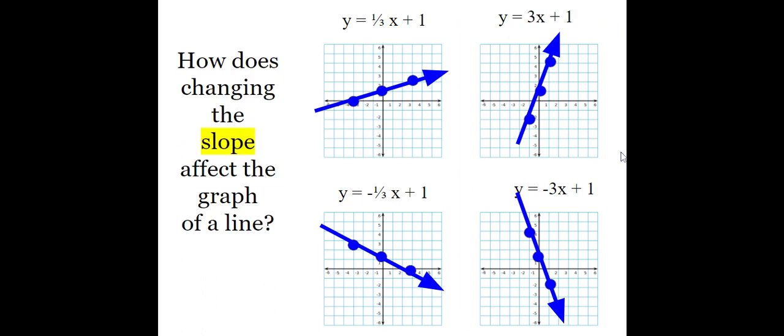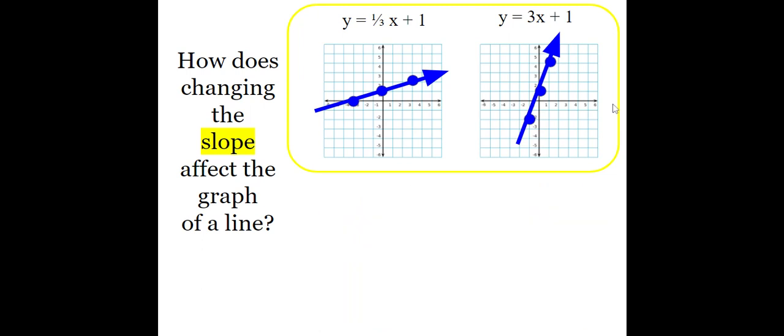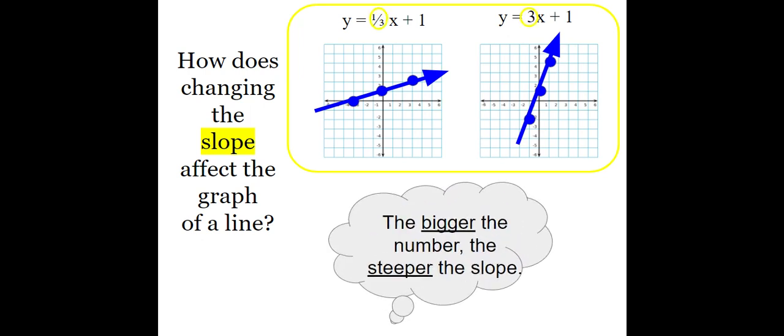Okay, with that being said, now back to the question, how does changing the slope affect the graph of the line? Let's look at the top two where I have positive slopes. Do you see how if I compare the two slopes, 1/3 and 3, the bigger the number, the steeper the slope. A slope of 3 is steeper than a slope of 1/3. If I were to graph a line with a slope of 5, it would be even steeper. A slope of 10, way steeper. The bigger the number, the steeper the slope.